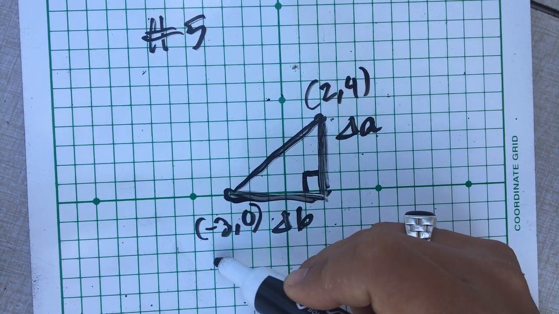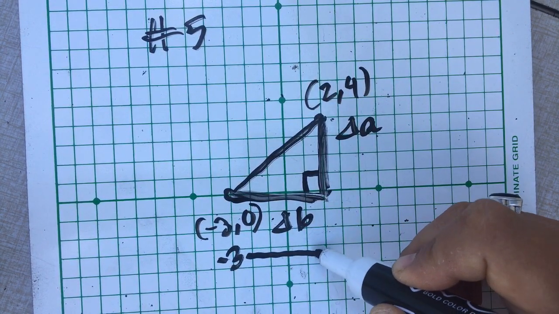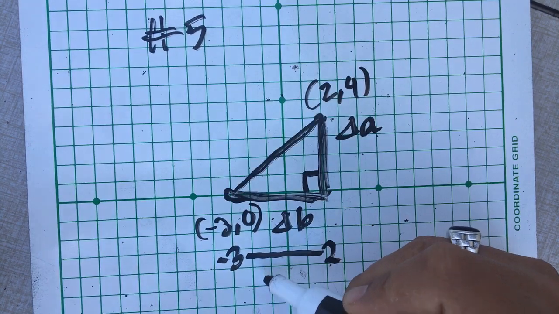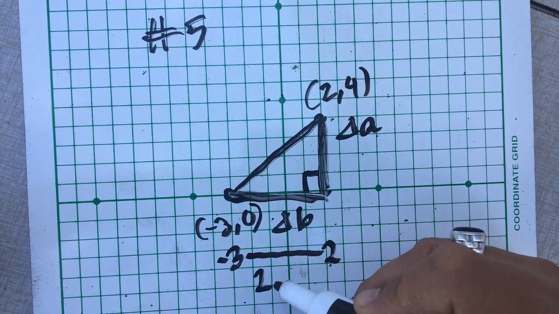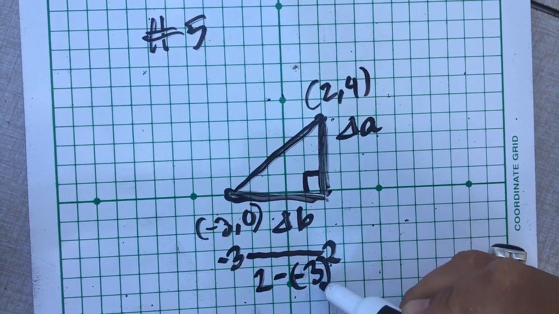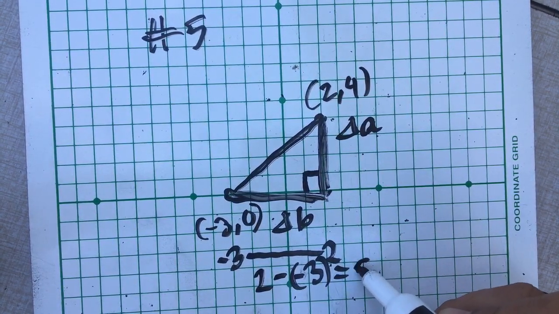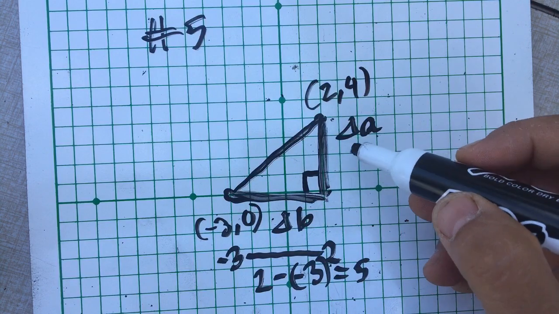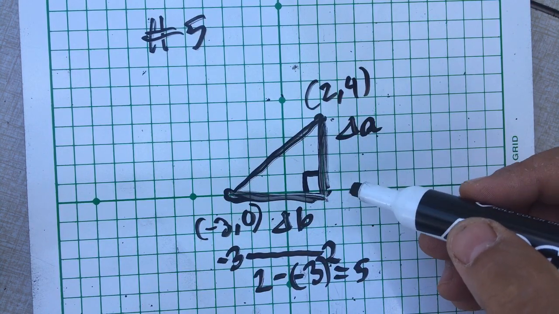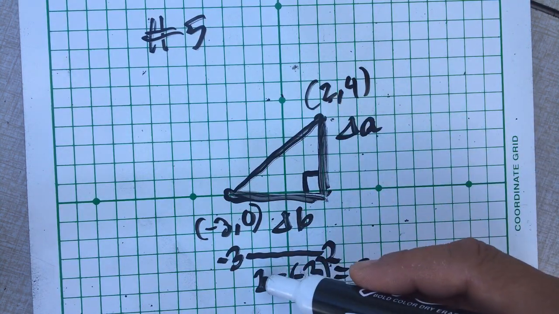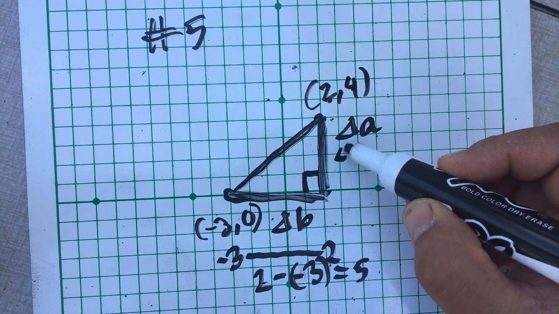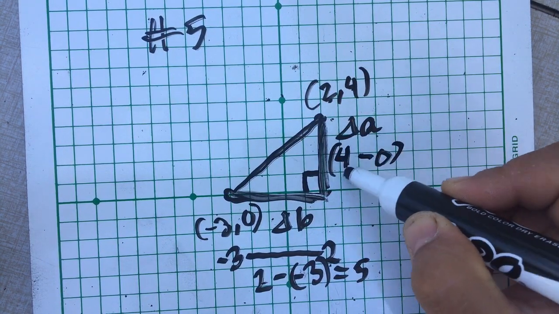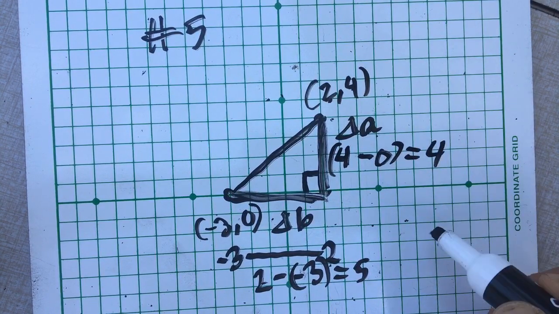Now I'm going from -3 all the way over to the +2. So I would write that as 2 minus a -3. And that's going to give me 5 because the two negatives add. Over here, the delta A, because I use the 2 first, I'm going to use the 4 first. 4 minus 0, and obviously you guys know that would be 4.